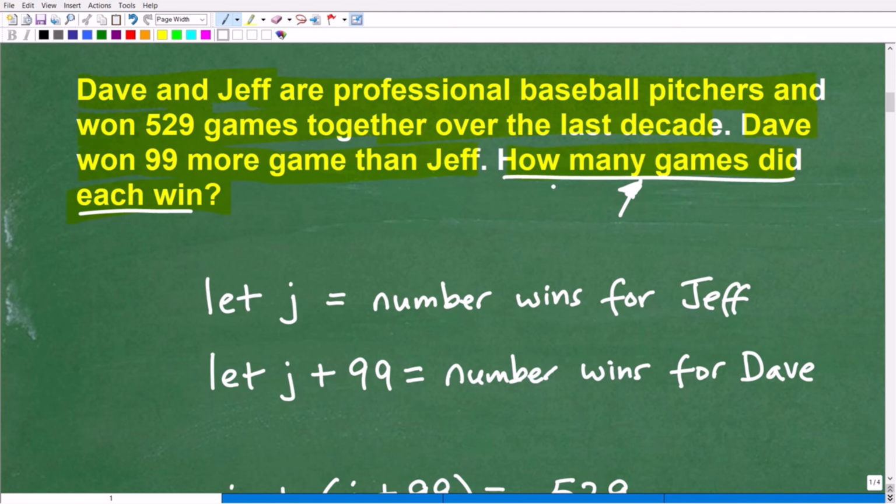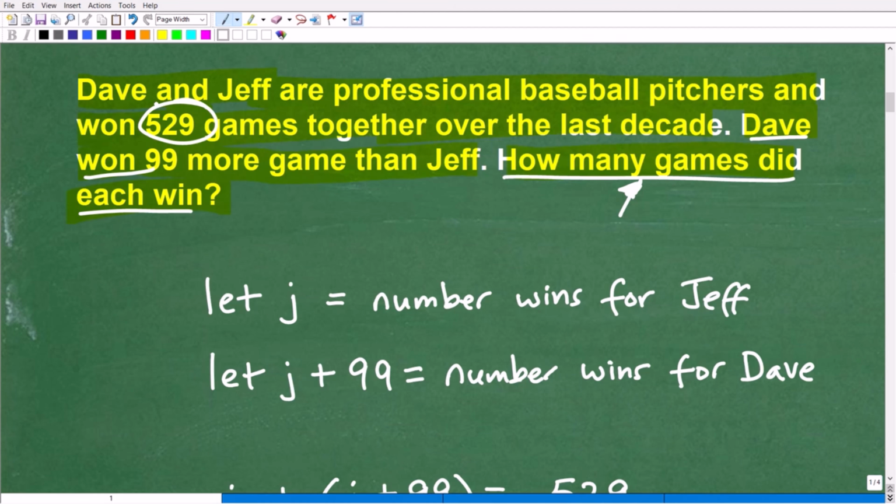And now, taking note of this, I'm reading it again. Who won the most games out of both of them? Well, Dave won more games than Jeff. So I've got to keep that in mind. But I know together they won 529 games. So thinking about this, I'm going to have to establish some variables. So how can we do this?